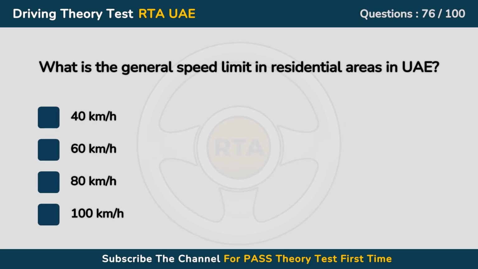Question 76. What is the general speed limit in residential areas? A. 40 km per hour, B. 60 km per hour, C. 80 km per hour, D. 100 km per hour?